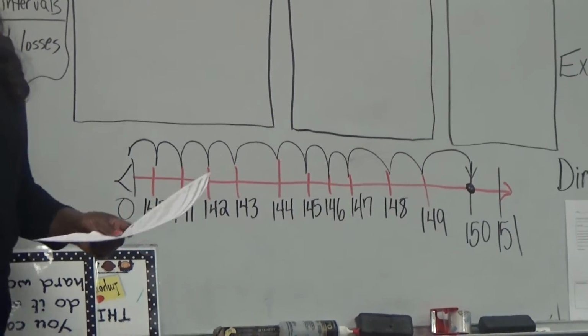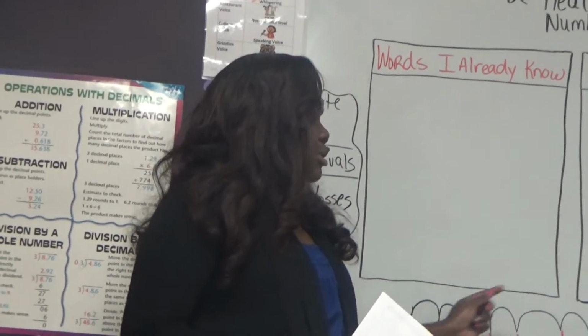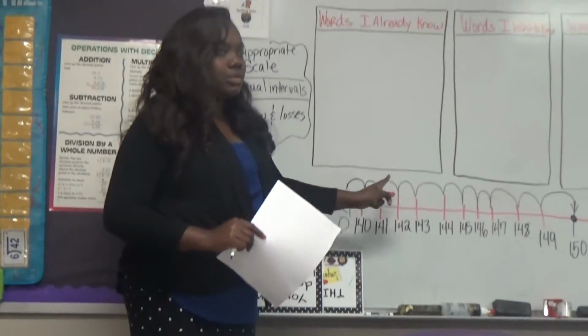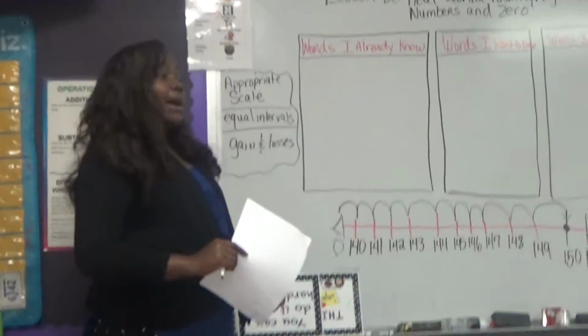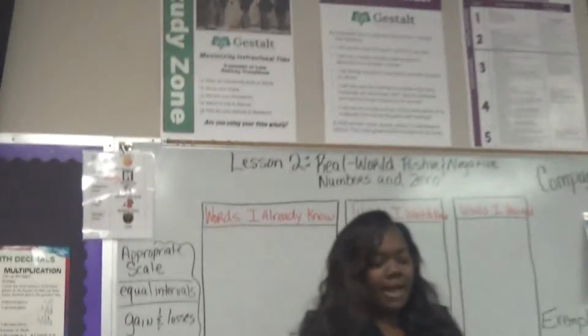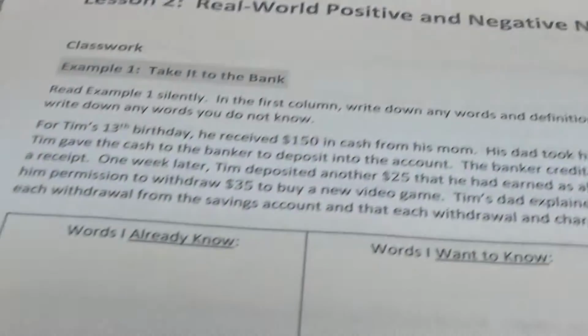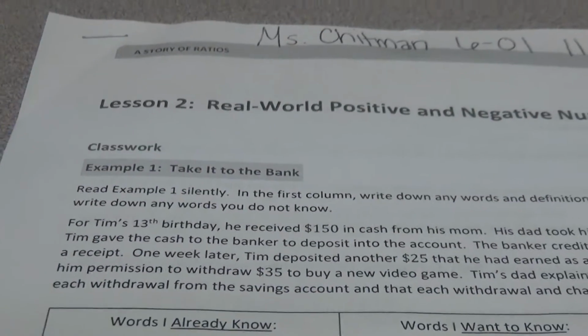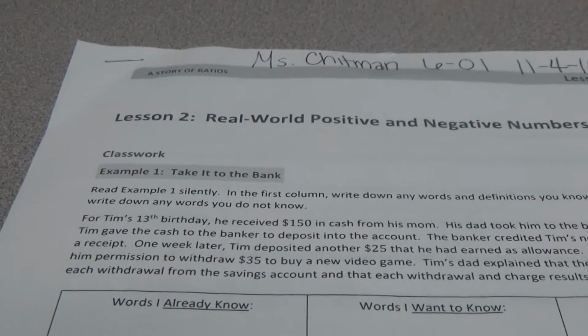So, remember to start at 0 when you want to locate a point, and then move along your number line, okay? And remember, when you move, these are called units. So, I will continue to move to the right until I reach that positive 150. So, now we're going to track your paper. We are going to start reading our first example.